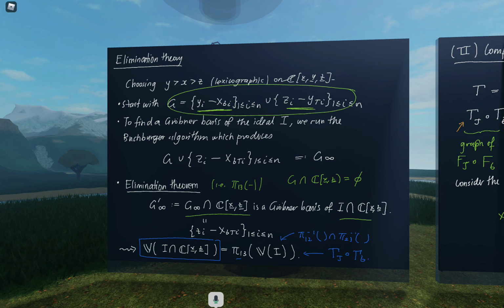All right, so that is the geometric way of thinking about composing those two graphs. It's to arrive at this set of equations, the intersection of I with that polynomial ring, and behind that was the process of the Buchberger algorithm, which found that basis and did it by deriving these consequences of the original equations.